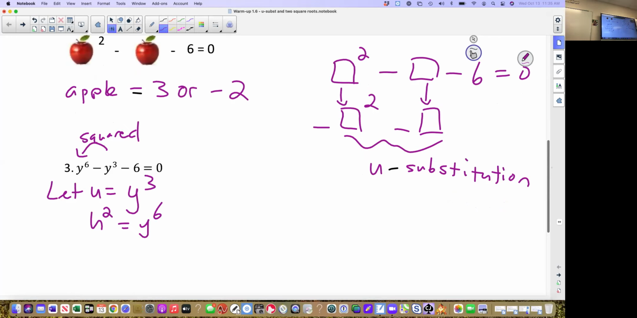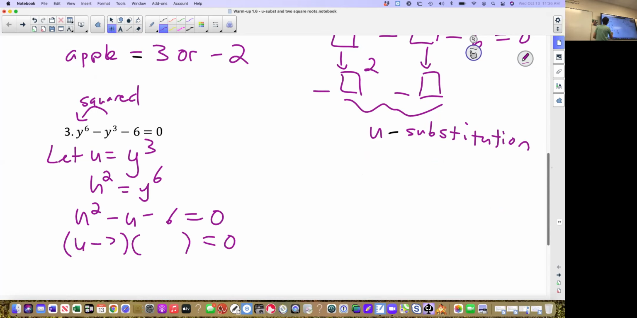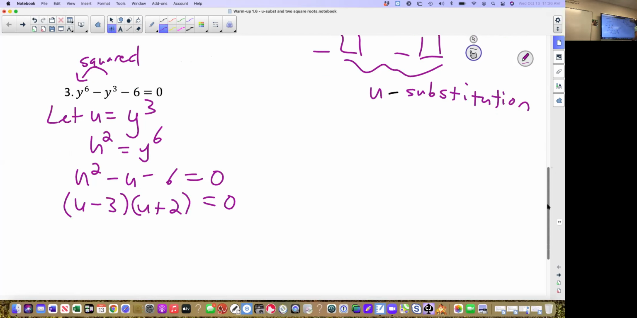So what does this become? U squared minus u minus 6 equals 0. It's the same thing we did before. So factor that for us, Adi. U minus 3 and u plus 2 is equal to 0, so u is equal to 3 or negative 2. Good.